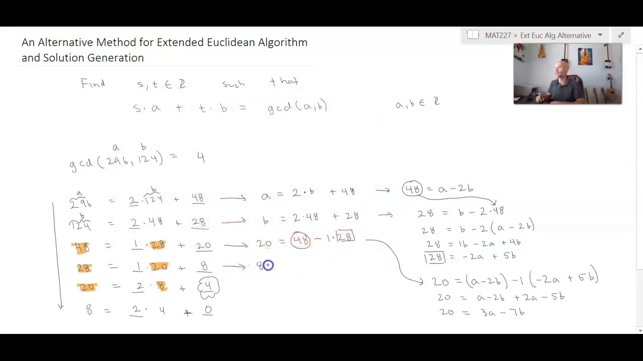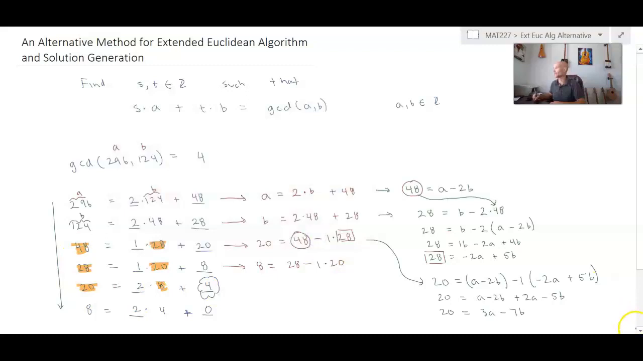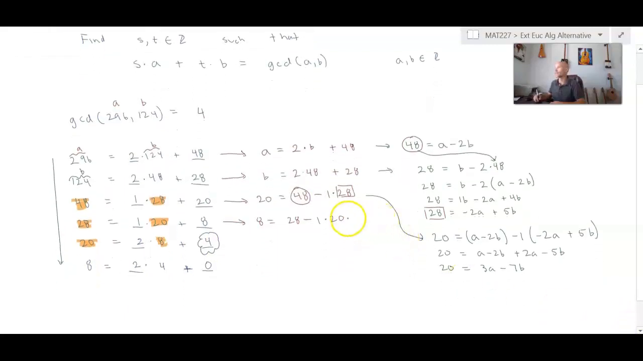8 is equal to 28 minus 1 times 20. And as we said before, we're going to substitute 28, which is equal to negative 2a plus 5b, 20, which is equal to 3a minus 7b. So doing this highlighting here helps us keep track of that neatly. And so I'm just going to carry this down here.